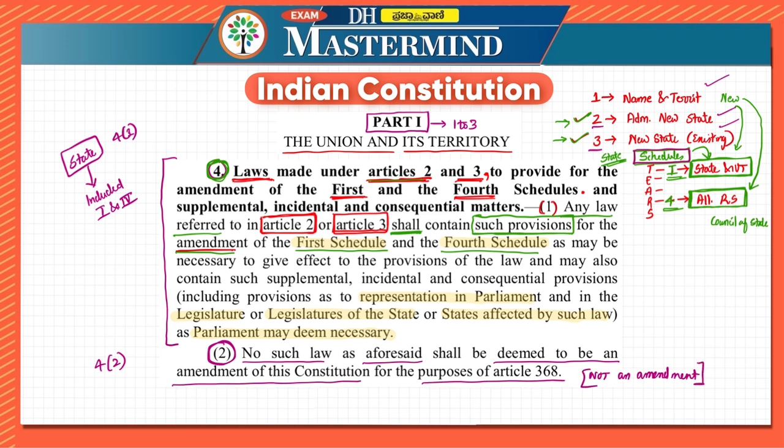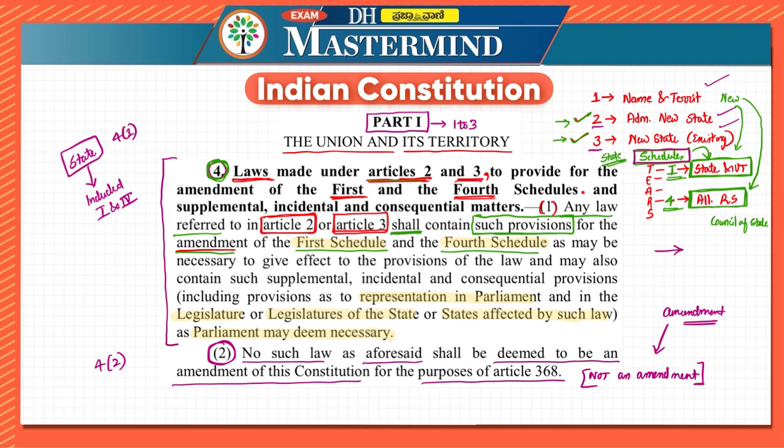So the changes which have been made are not to be treated as an amendment. Okay? So it means that whenever changes are being made to the states, if it is related to an existing state or a new state, that is not treated as an amendment. So you can't treat it as an amendment. That is what Article 4 in this part says.